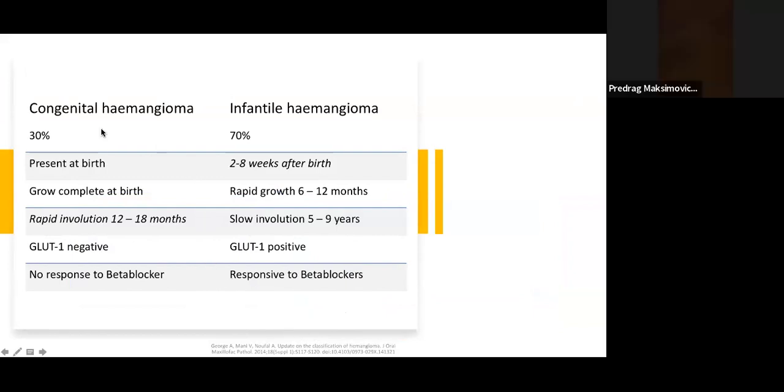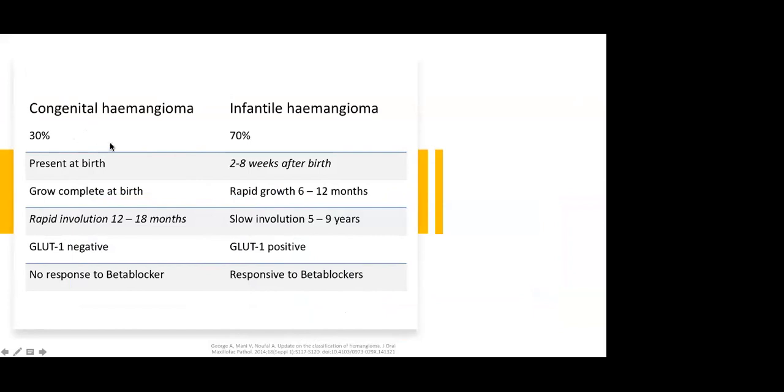Congenital hemangiomas make up about 30% of hemangiomas, and infantile hemangiomas about 70%. Congenital hemangiomas are usually present at birth, whereas infantile can be present at birth but are very small, mostly appearing 2 to 8 weeks after birth. Congenital hemangiomas have completed their growth at the time of birth, and then involute from there over 12 to 18 months. On histology, they're GLUT1 negative, and they show no response to beta blocker therapy. Whereas infantile hemangiomas show a rapid proliferative phase over 6 to 12 months, a plateau phase, and then slow involution, usually complete by about 5 to 9 years. They are GLUT1 positive, and they show response to beta blockers.